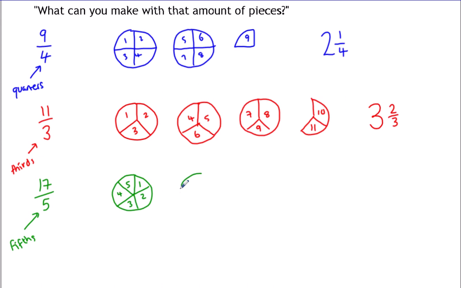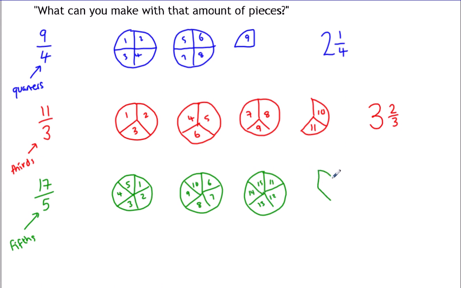Can I do another whole if I've got 17? Yeah. So here's pieces 6, 7, 8, 9 and 10. Can I make another one? Yes. Okay, we've still got enough to make another whole one. So this is 11, 12, 13, 14 and 15. And then do I have enough to make another one? No, I would need 20 fifths. I've only got 17. I've used 15 of them. I've got 2 left. And so as a mixed number, 16, 17, I've got 3 wholes.